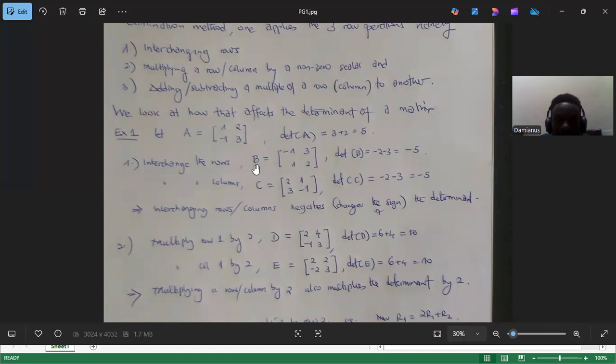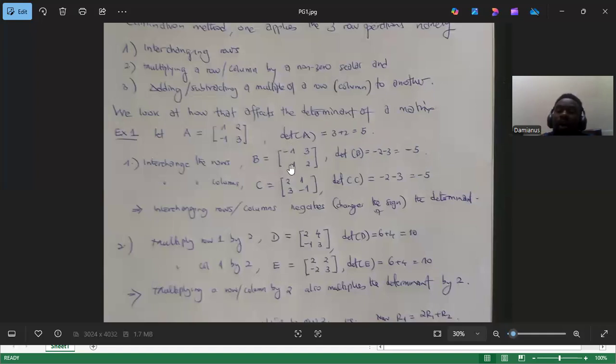So first, we create a matrix B, which is basically interchanging the rows. So row 1, which is 1, 2, becomes row 2, and row 2 becomes row 1. So this new matrix B is just modified that way. So what's the determinant of this matrix? You can see the determinant is minus 2 minus 3, which is minus 5. So what can you say? The determinant is 5 originally. When you interchange rows, it becomes minus 5. So the sign changes. Whenever you interchange a row or column, the sign changes.